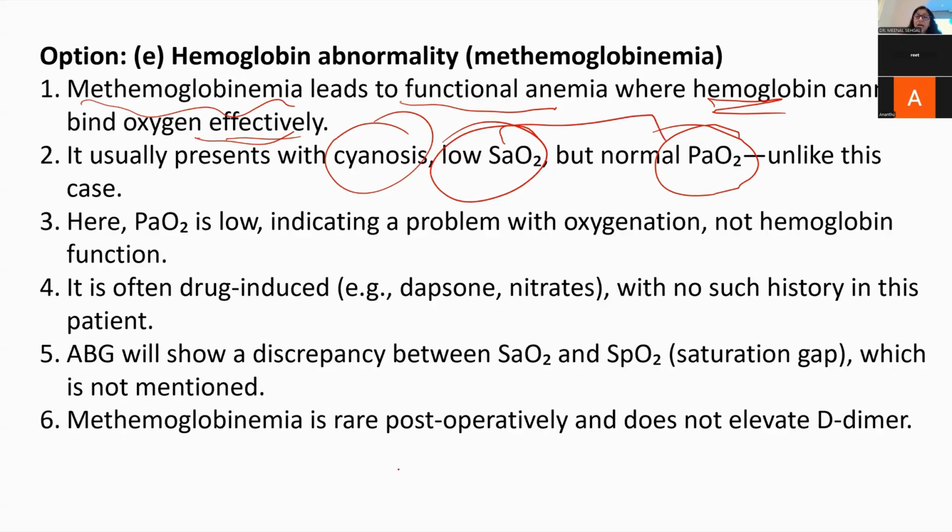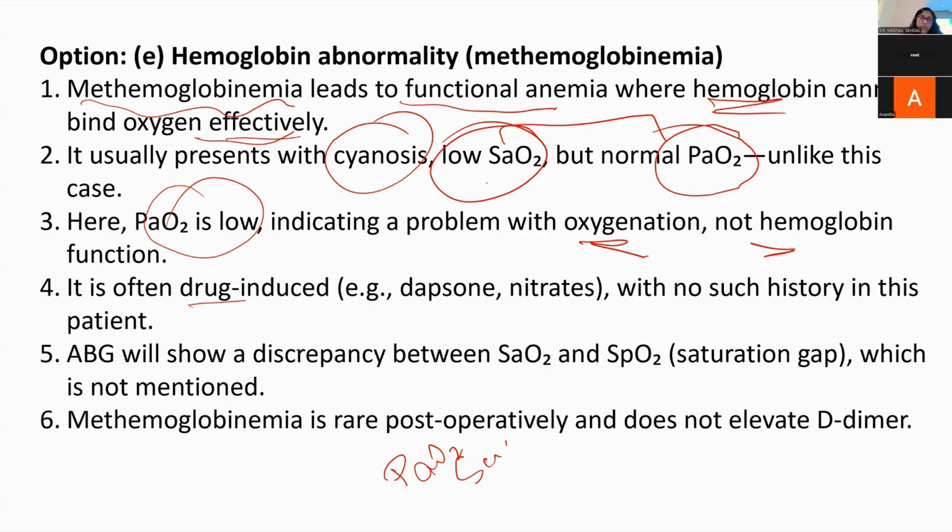Methemoglobinemia has a difference of PO2 and SaO2. There's a difference in the saturation and the partial pressure of oxygen. So PO2 is normal here, whereas in methemoglobinemia, saturation is low, indicating a problem with oxygenation and not with hemoglobin function.